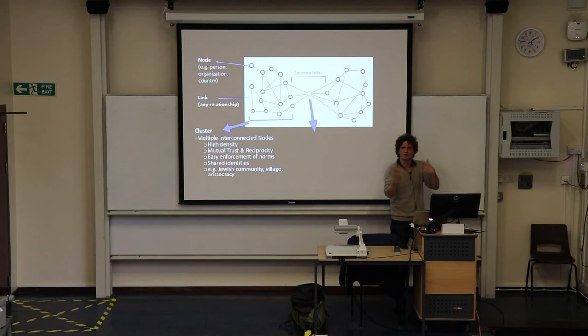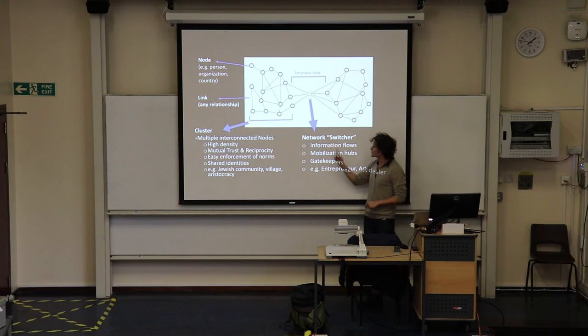And examples of this are obviously the Jewish community, a village, the aristocracy in this country. I'm pretty sure they're all densely interconnected and they all know each other quite well. There's not that many of them anyway. The guy in the middle here, he's a network switcher. So I said broker. Broker is the term used by Bert. Most people use network switcher.